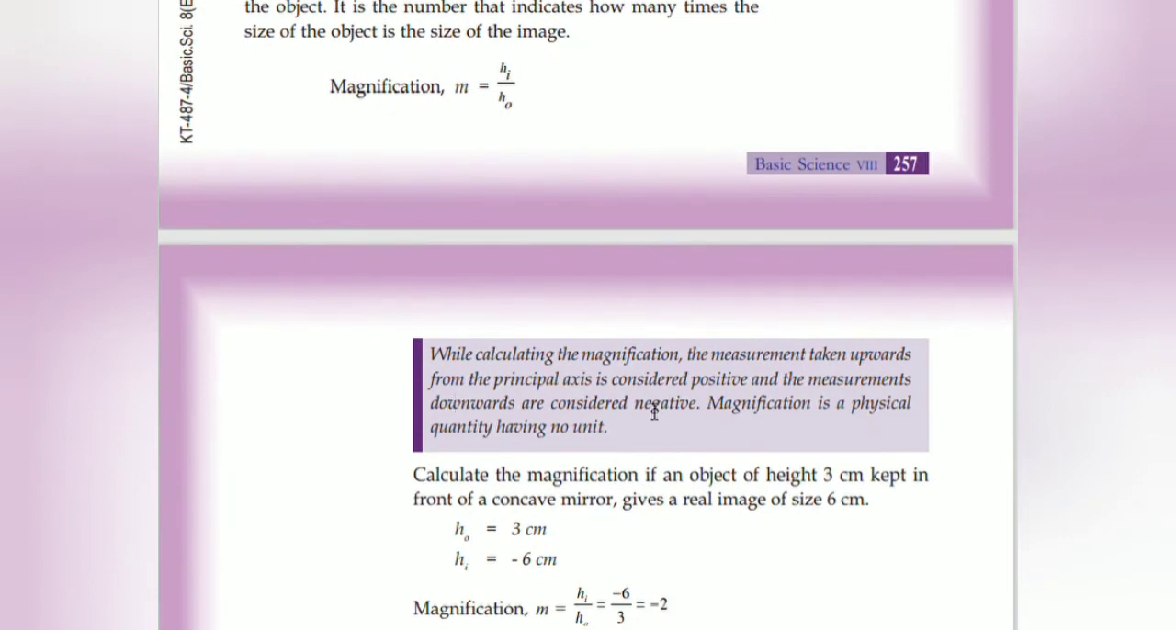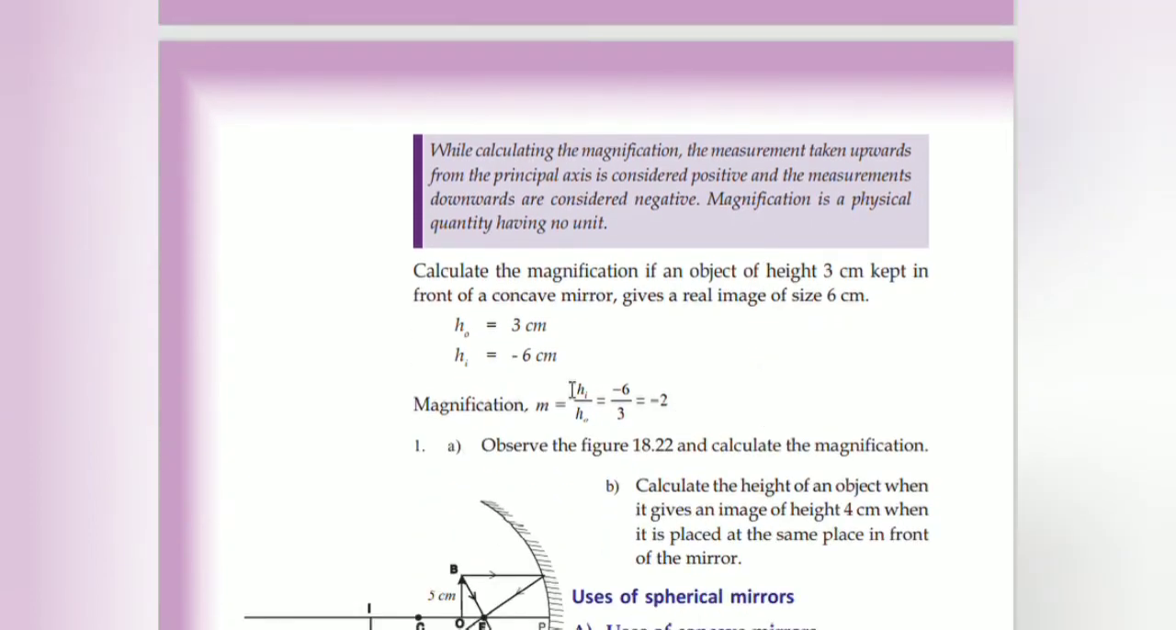While calculating the magnification, the measurement taken upwards from the principal axis is considered positive. അപ്പോൾ principal axis നിന്ന് upwards എടുത്ത measurementനെ positive ആയിട്ടും downwards എന്താ consider ചെയ്യുക, negative ആയിട്ടും consider ചെയ്യും. It is a physical quantity. Magnification എന്ന് പറയുന്നത് ഒരു physical quantity ആണ് which is having no unit. Upwards ആണെങ്കിൽ positive, downwards ആണെങ്കിൽ negative, physical quantity ആണ് without any unit.